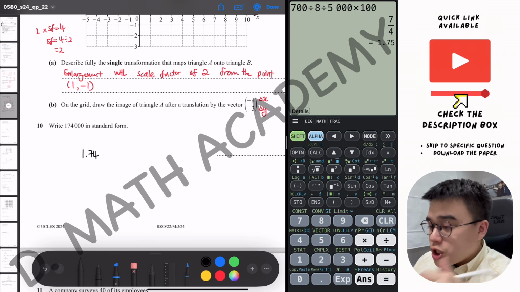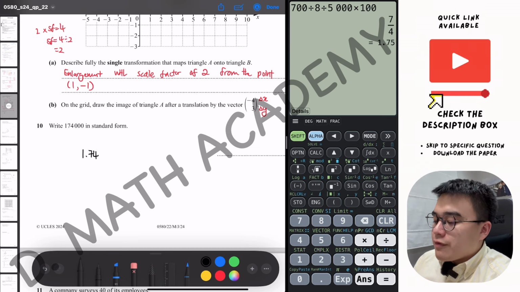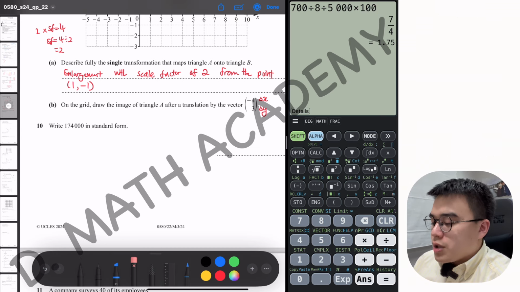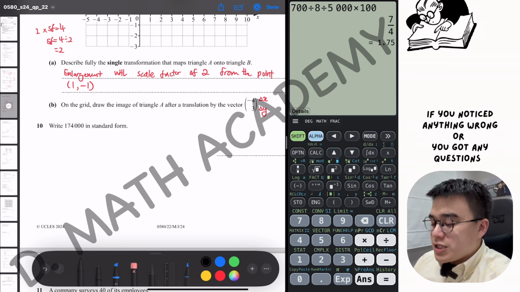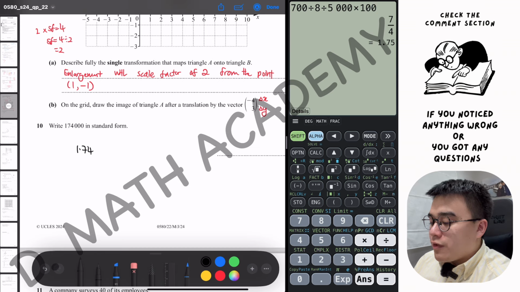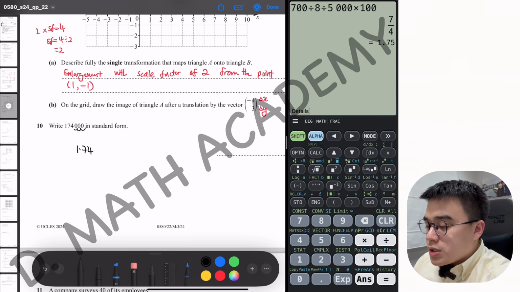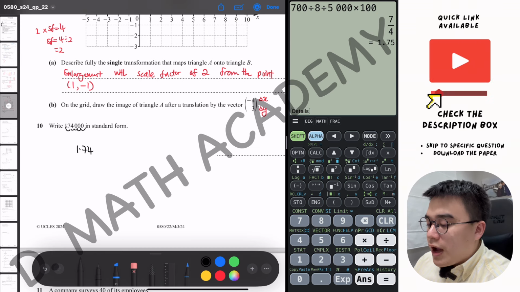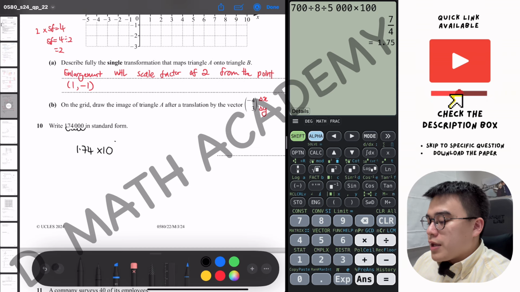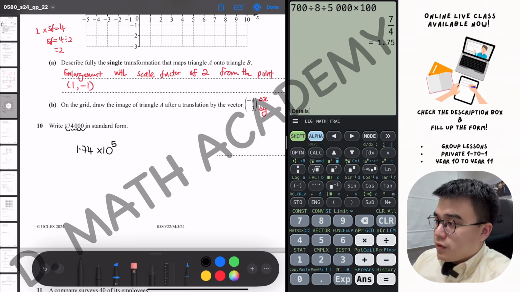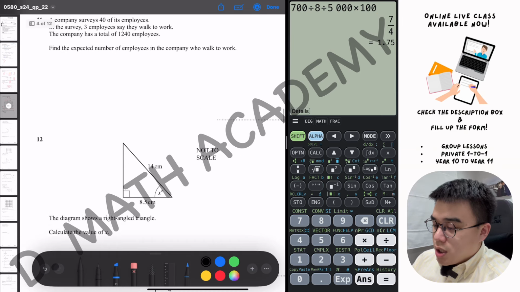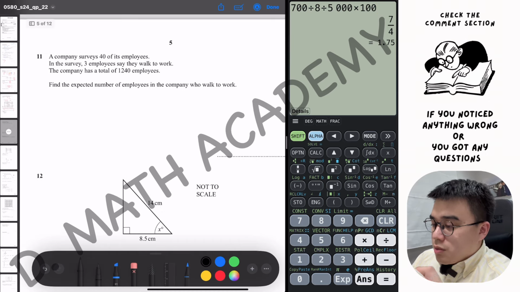Coming to this question, it's about standard form, and the rule that applies to it is the dot must be located behind the first digit, making it 1.74. And you have to trace 1, 2, 3, 4, 5, making it 10 to the power of 5. And that's pretty much it for this question. Moving on to question 11.